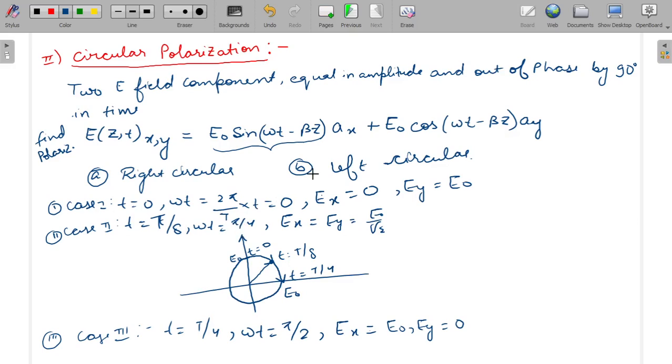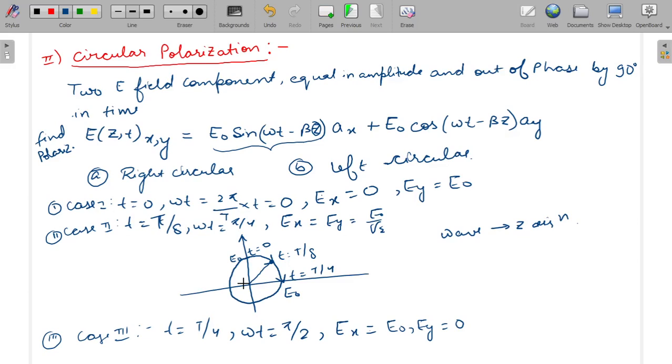Now what is the direction of the wave? That is the z direction. So what we will do is curl our hand along the z direction. This wave, this circle graph, is going in the anti-clockwise direction.